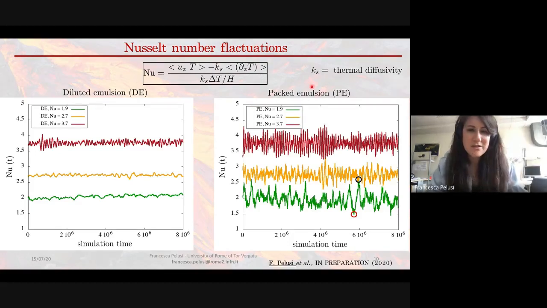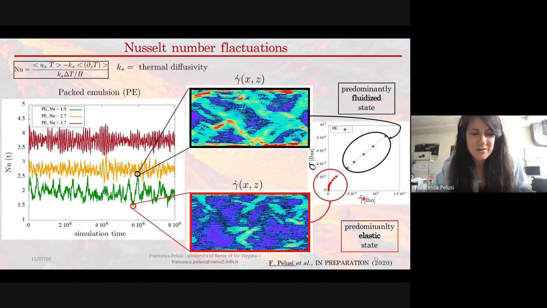The first information that we can learn from this plot is that in the packed case, we have very strong fluctuations for all the Nusselt numbers tested. And from this plot, the whole work was born, because we try to understand why in the packed case we have this strong fluctuation and who is responsible for these fluctuations.